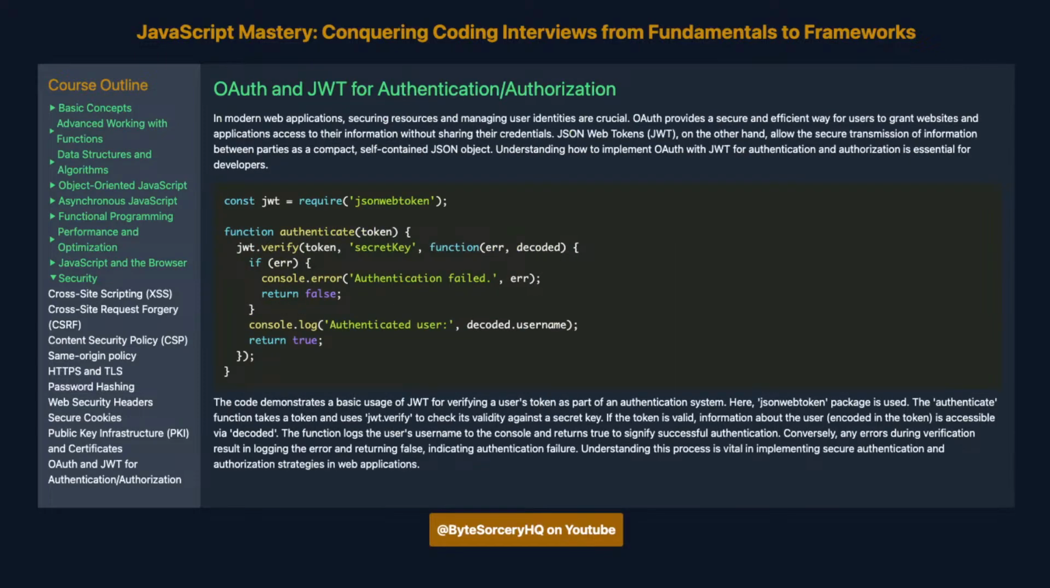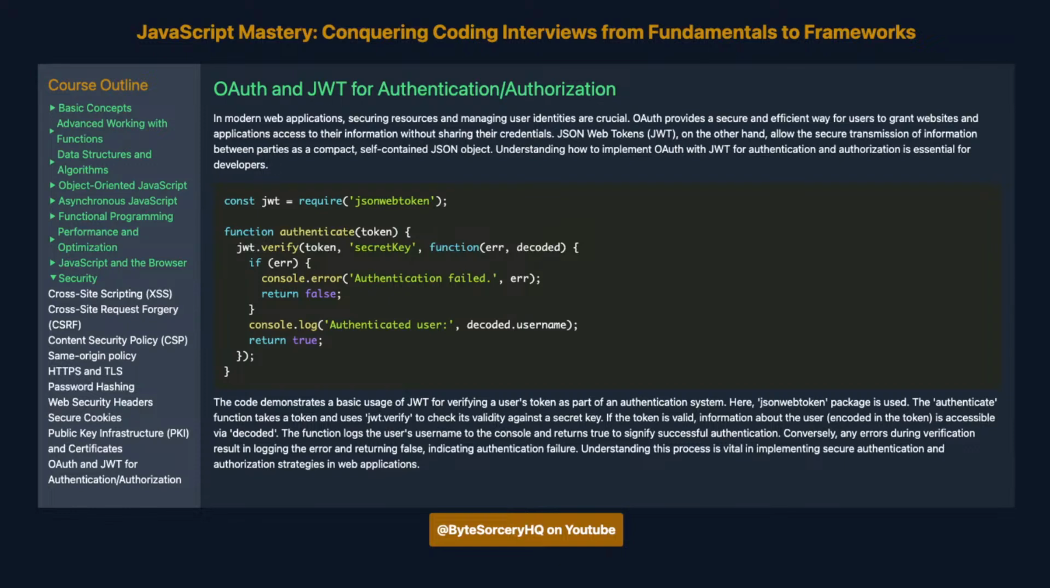OAuth and JWT for authentication and authorization. In modern web applications, securing resources and managing user identities are crucial. OAuth provides a secure and efficient way for users to grant websites and applications access to their information without sharing their credentials. JSON Web Tokens, JWT, on the other hand, allow the secure transmission of information between parties as a compact, self-contained JSON object. Understanding how to implement OAuth with JWT for authentication and authorization is essential for developers.